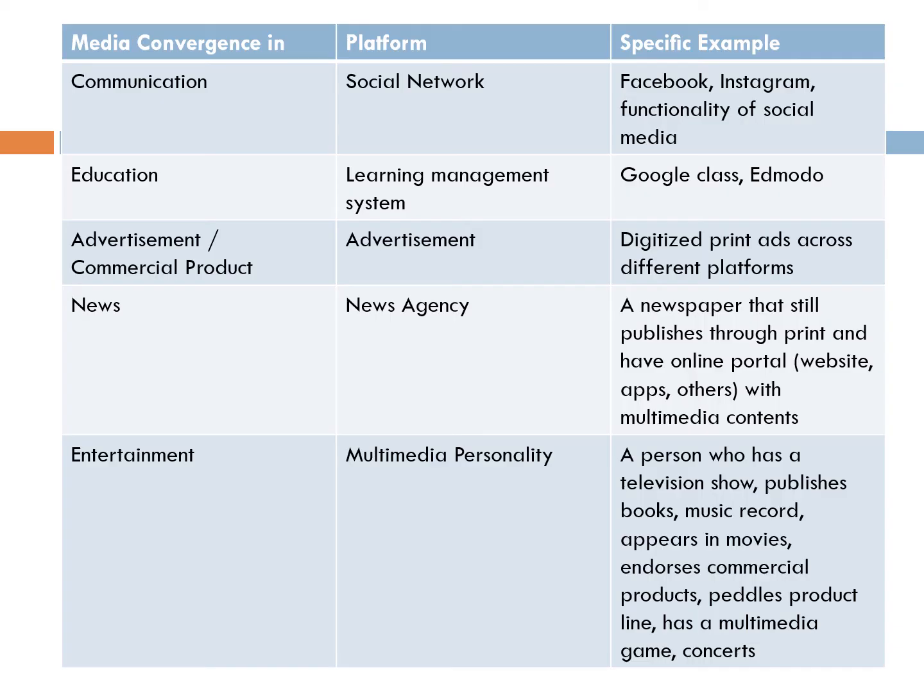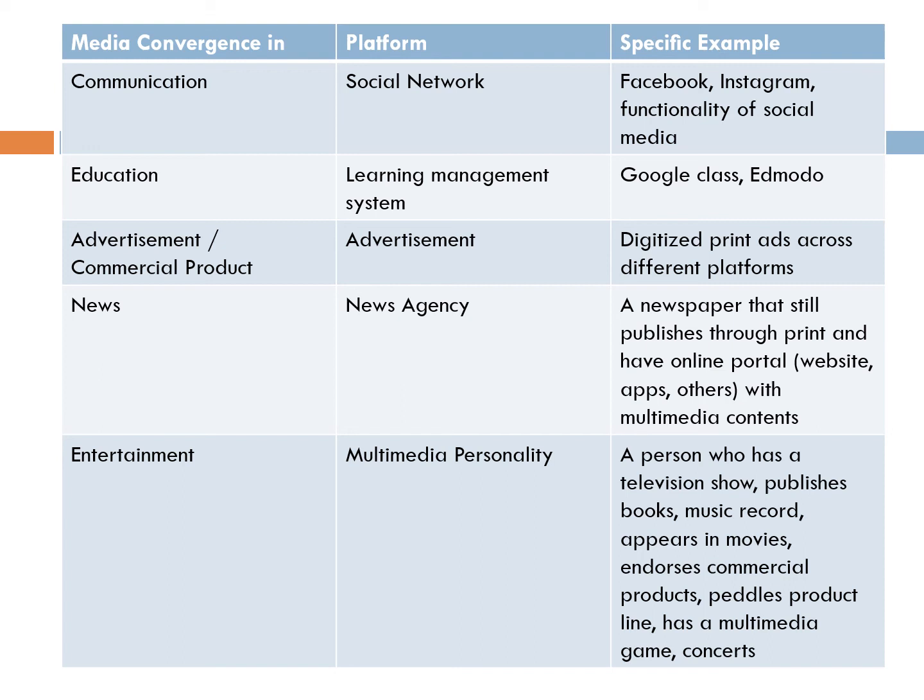Here we have several examples of media convergence in several platforms and specific examples. Media convergence in communication in the social network platform could be in the Facebook, Instagram functionality of social media. In education, we have the learning management system. Example is the Google Classroom or Edmodo. In commercial products, we have advertisement as a platform where digitized print ads can be seen across different platforms.